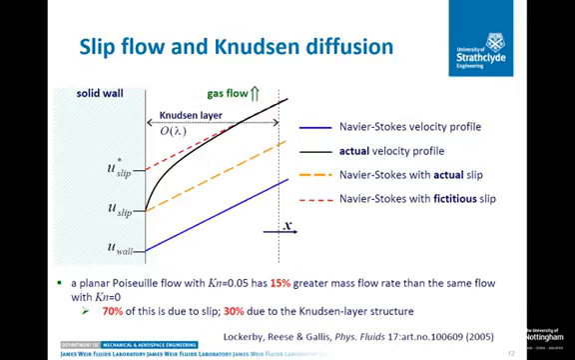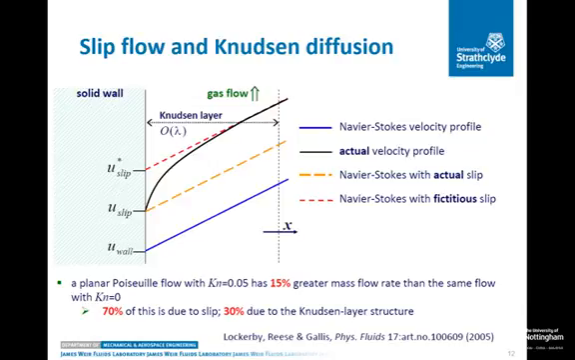Then if you apply the slip boundary condition, you will get this correction of the mass flow rate. So 70% or 75% is caused by slip. But another 30% is caused by so-called Knudsen diffusion for this simple geometry. But in reality, for the two types of contribution, Knudsen diffusion or slip, it's difficult to separate, because for flow over curved geometry the Knudsen layer is changing a lot. And it also depends on what type of slip boundary condition you use.